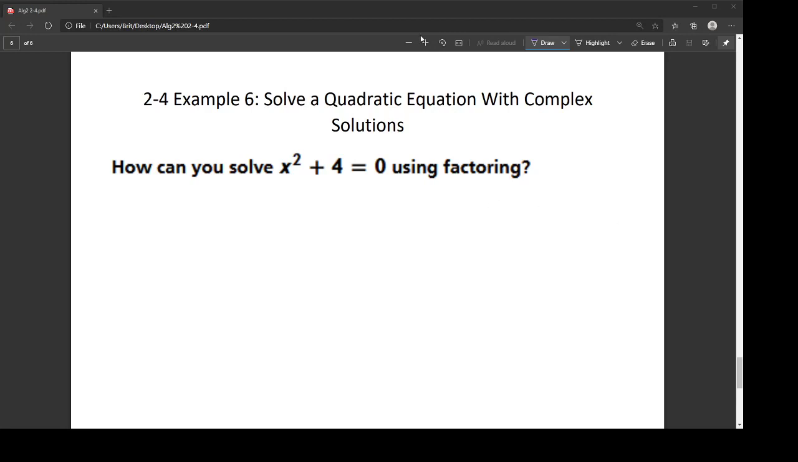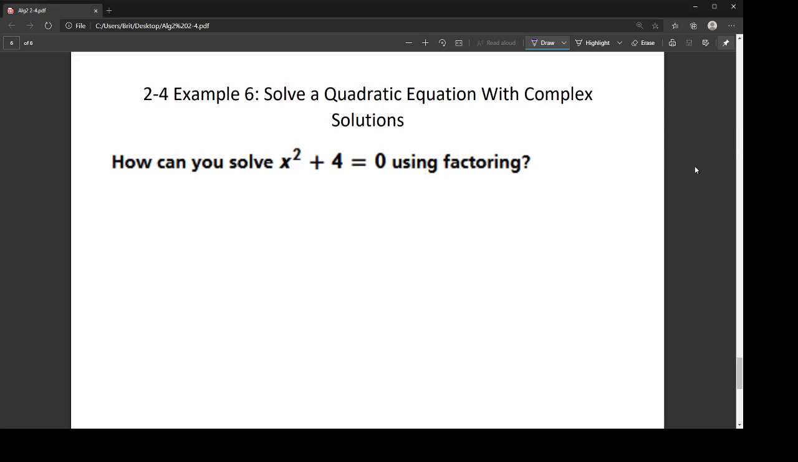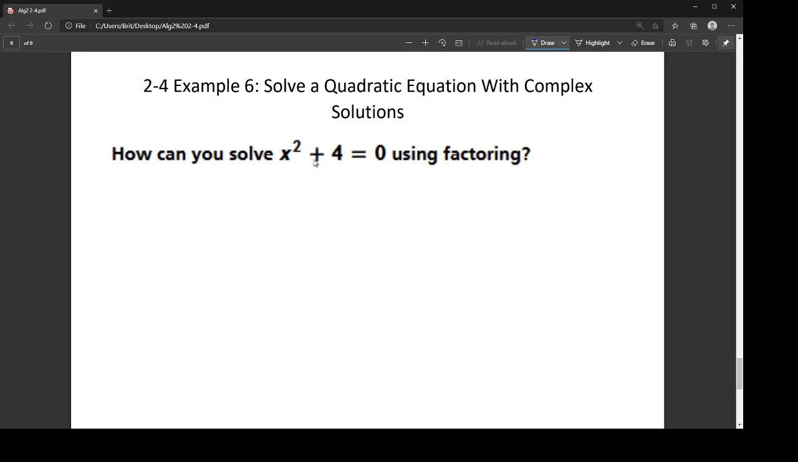In this video, I'm covering example 6 from section 2-4 in the SavvasRealize Algebra 2 textbook. So in this video, we are looking at solving a quadratic equation with complex solutions. It starts out with a problem where they're asking us to solve this equation using factoring.